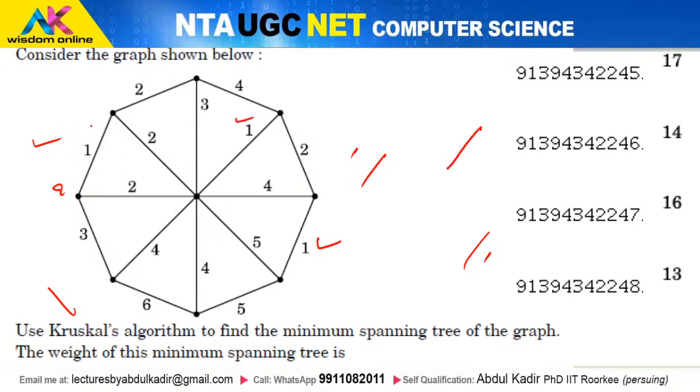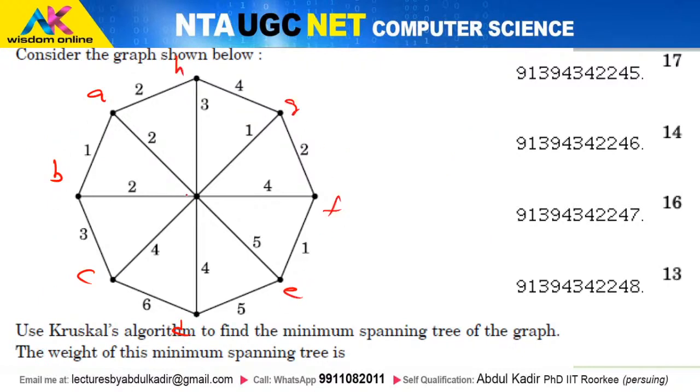Let me name all these vertices: A, B, C, D, E, F, G, H and I. So these are our vertices. How many vertices are there? 1, 2, 3, 4, 5, 6, 7, 8, 9. Total 9 vertices are there.